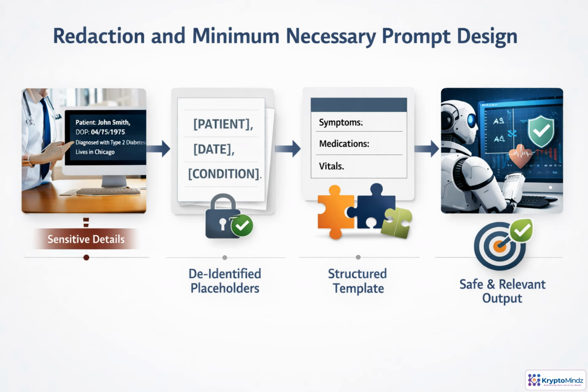Minimum necessary prompting begins with a simple question: what does the AI actually need to know? Direct identifiers such as names, dates of birth, addresses, and record numbers should be removed unless the approved task truly requires them. Replace specifics with placeholders and use structured templates that capture only relevant symptoms, medications, vitals, or operational facts. The practical test is this: after redaction, can the AI still produce accurate, safe, useful output without unnecessary PHI?